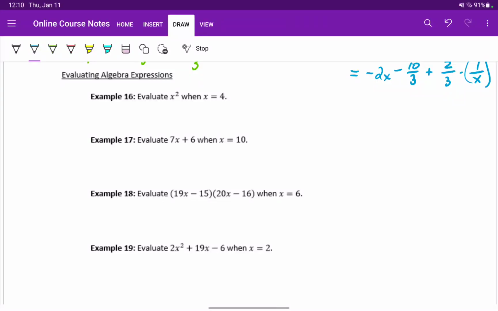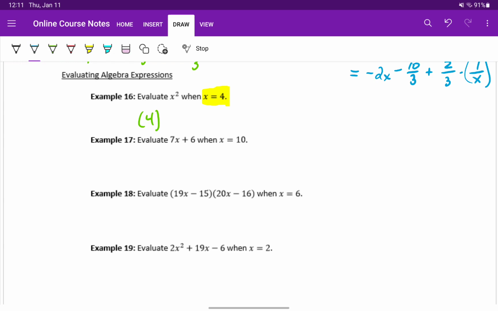The next thing we can move on to is evaluating algebraic expressions. Meaning we have some expression that has at least one variable term, and we're given a particular value to substitute in for that variable to determine the value of that expression when, in example 16, x is equal to 4. To do that, we just look at the given expression, and in this case, everywhere there's an x, we're going to replace it with a 4.